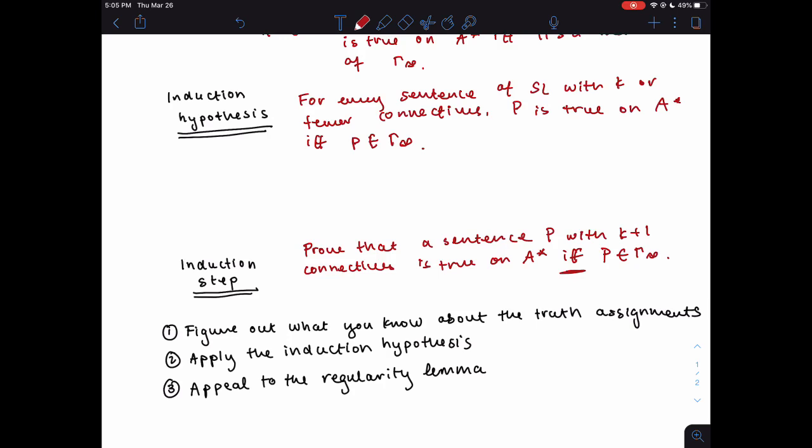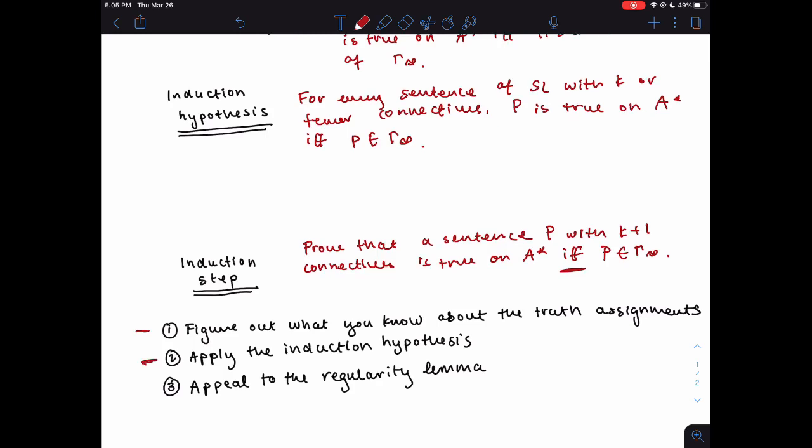Okay. So the first step is to figure out what you know about the truth assignments and to write that all out. The second step is to apply the induction hypothesis. So we want to split up the problem, just as we've done with all proofs by induction in the induction step, so that you can appeal to the induction hypothesis. And then, after you've done that, you can appeal to the regularity lemma.